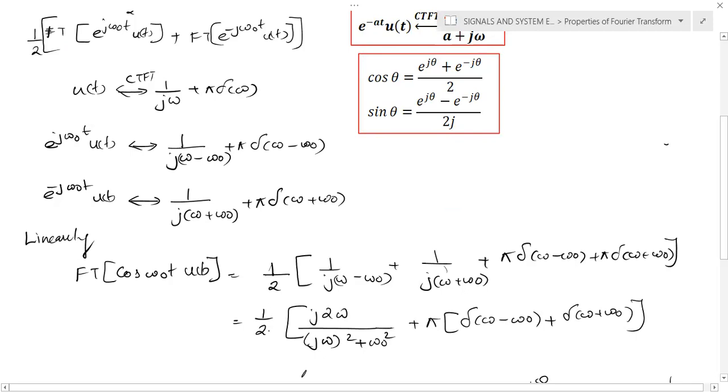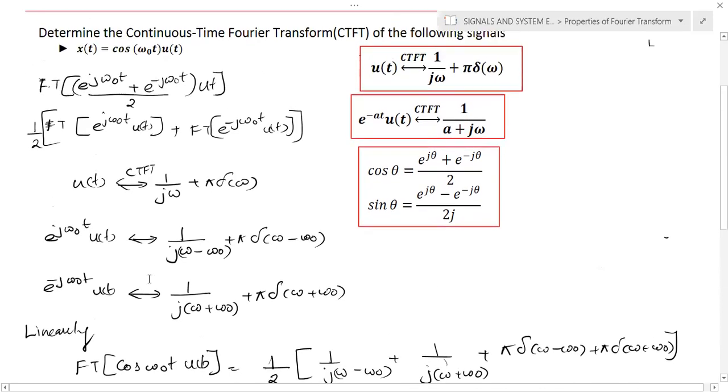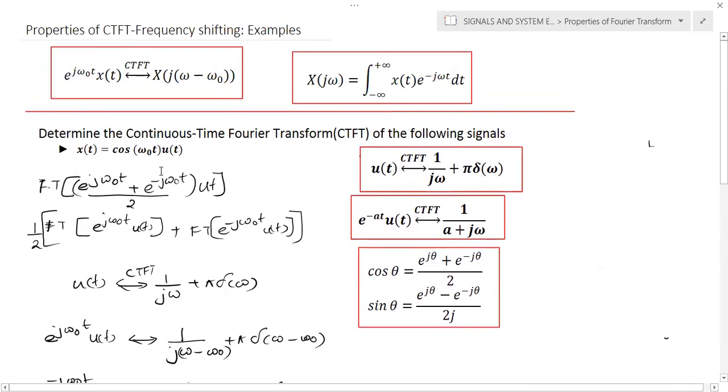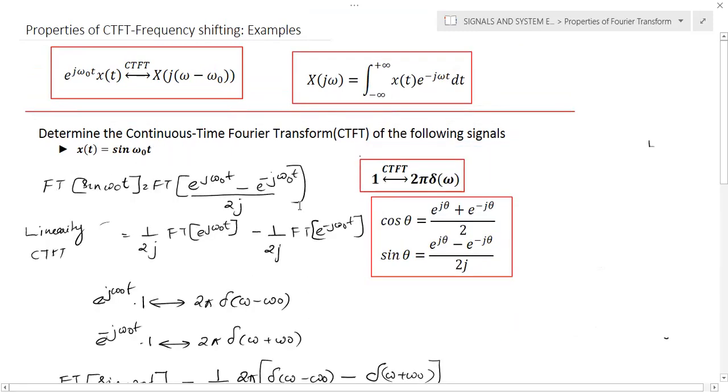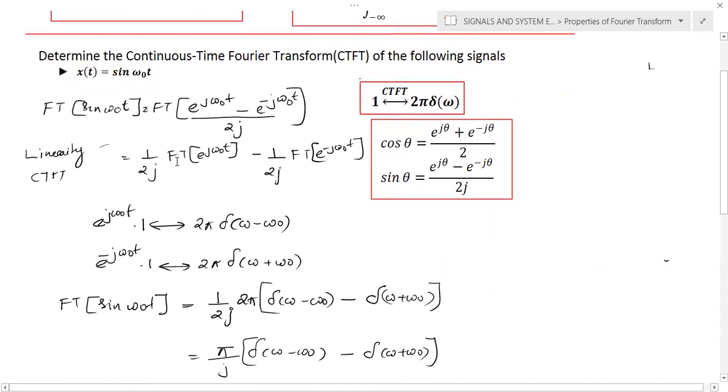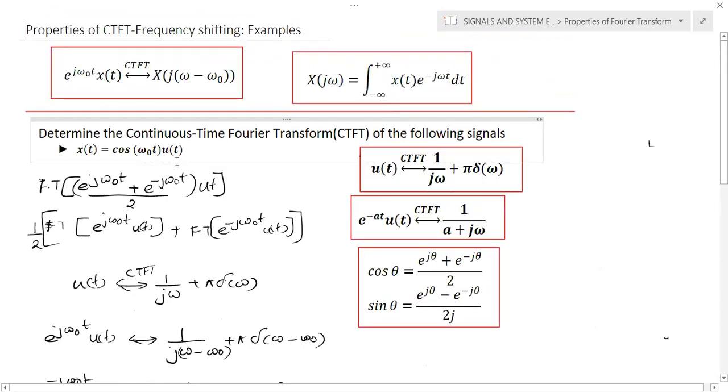You can also multiply with 1 by 2 to simplify one more step. So this is the result of the Fourier transform of cos omega 0 t into u of t. Make sure whether the given question is simply cos omega 0 t or cos omega 0 t into u of t. If it is into u of t, you need to apply the result of u of t, that is the step signal. The transform of the step signal we need to use. In the previous case, it's simply a sinusoidal or cosine signal. You can see that the result is different for the two cases.